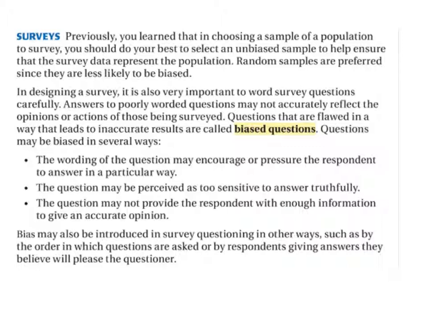The wording of the questions may encourage or pressure the respondent to answer in a particular way. The question may be perceived as too sensitive to answer truthfully. The question may not provide the respondent with enough information to give an accurate opinion. Bias may also be introduced in survey questions in other ways, such as by the order in which questions are asked, or by respondents giving answers they believe will please the questioner.